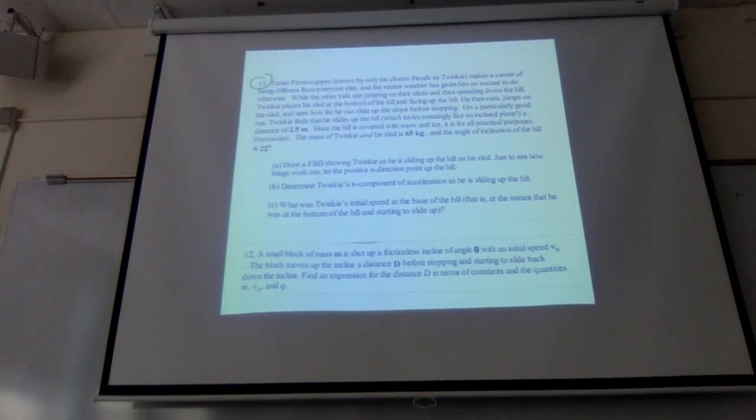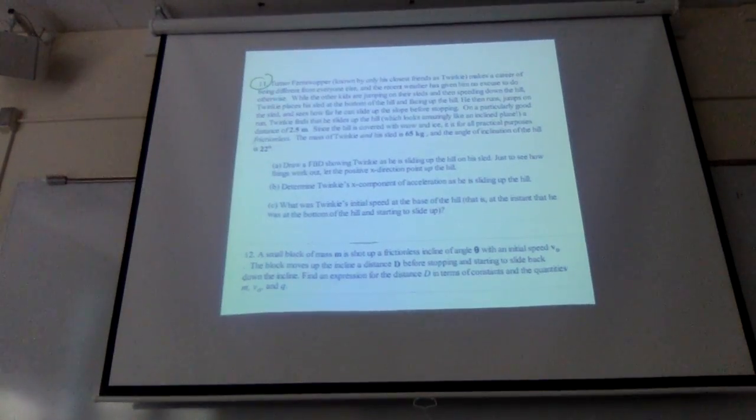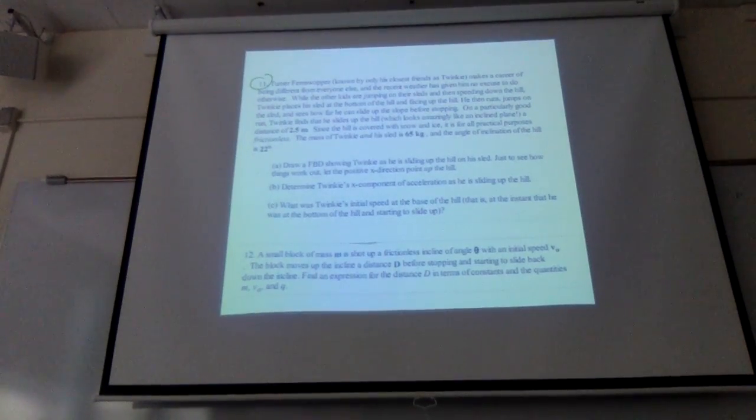So this problem involves someone known as Turner Fernswapper, who is known by his friends as Twinkie. I think whoever wrote this, and I know the guy who wrote this, probably had a couple of extra drinks, and it was like 1 in the morning, and he's like, I gotta finish writing this thing. And then out comes Turner Fernswapper for some reason.